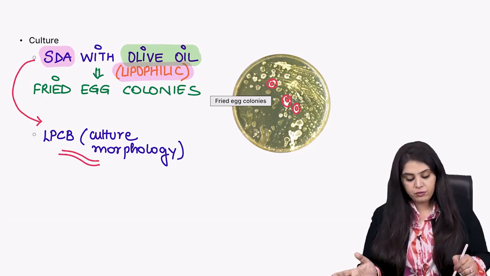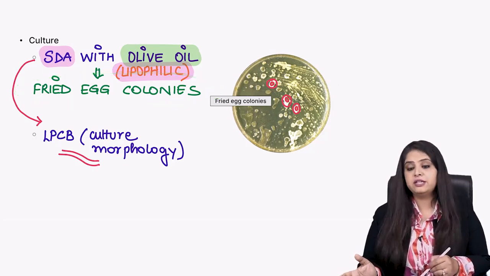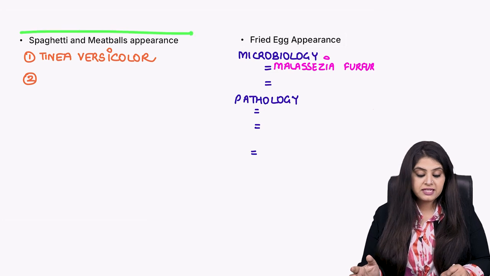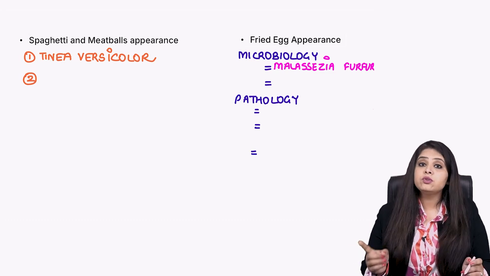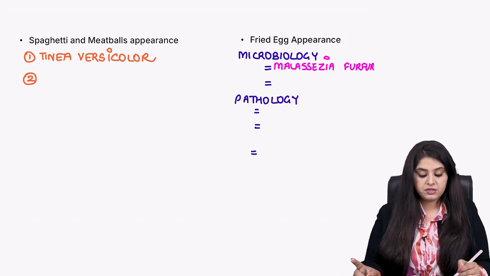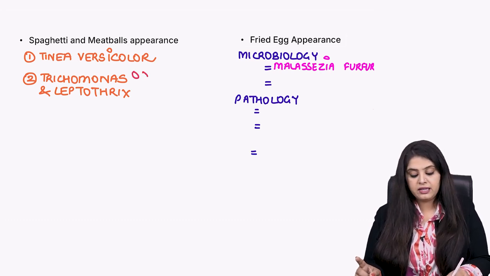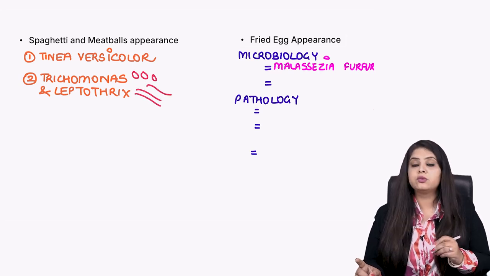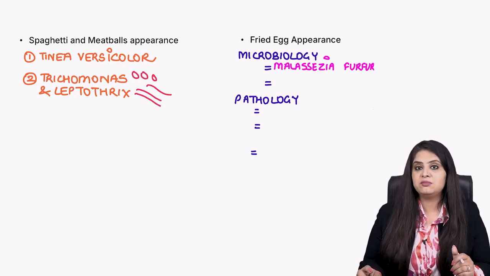Now, along with that, before I move forward, I hope you remember where all do you see fried egg colonies firstly, and secondly, where is the spaghetti and meatball appearance also seen? So let's make two summary charts. Spaghetti and meatball appearance is seen in tinea versicolor, like you just now saw. But when you go to pathology and you study under pap smear, so trichomonas and leptothrix, where trichomonas is going to be the ball-like pear-shaped organism, and leptothrix is the long one that you notice, the long bacteria.